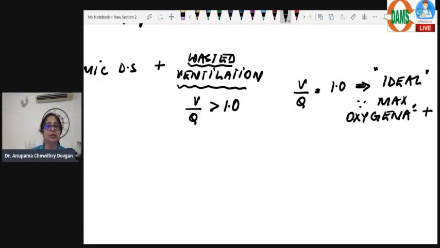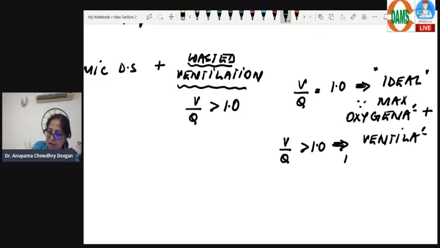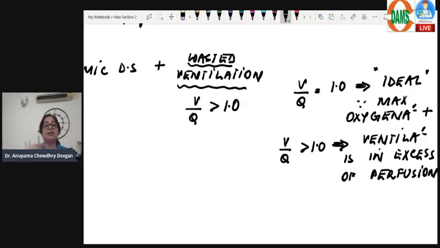Hemoglobin is 100% saturated. VQ ratio of more than 1 means what? This means ventilation is in excess of the perfusion. That means now the ventilation is more than the perfusion. That means this extra ventilation that we are doing is being wasted. Why wasted? Because hemoglobin saturation is already 100% at a VQ ratio of 1.